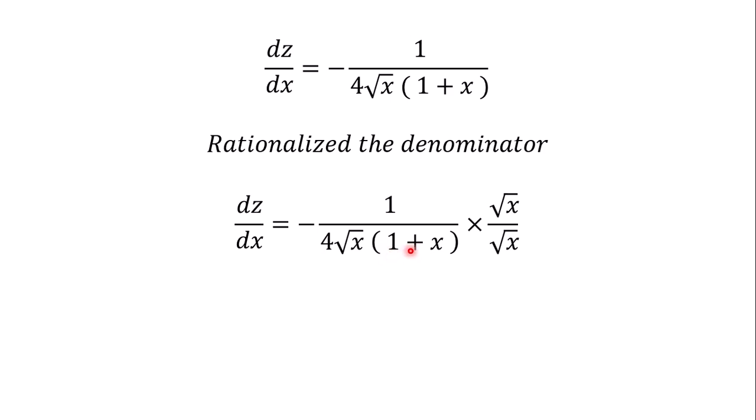Conjugate simply means you change the operation sign. To conjugate something means you multiply it by its opposite. So if here is plus, conjugating it you use the same thing but minus, like the difference of two squares. That will take the root away from the denominator. Here this times this will give us root x all squared, which is x. And here we get dz over dx equal to minus square root of x divided by 4x plus 4x into bracket 1 plus x.